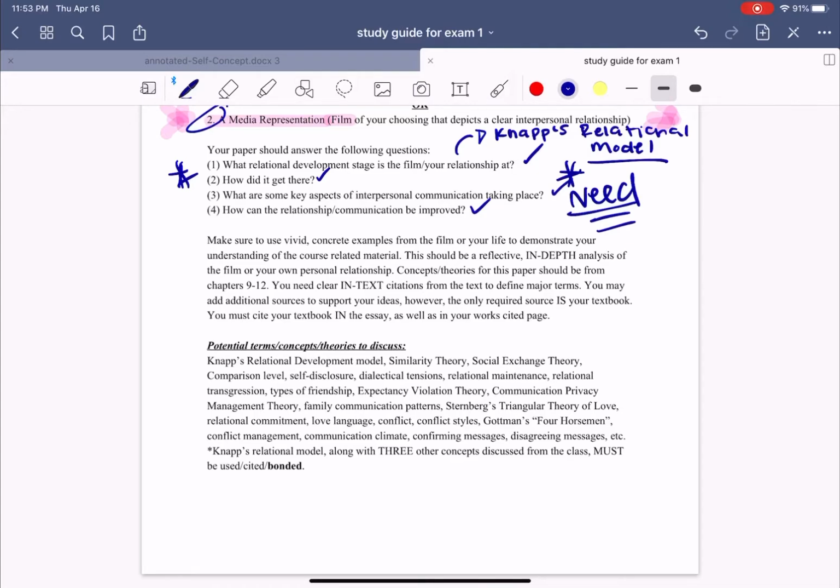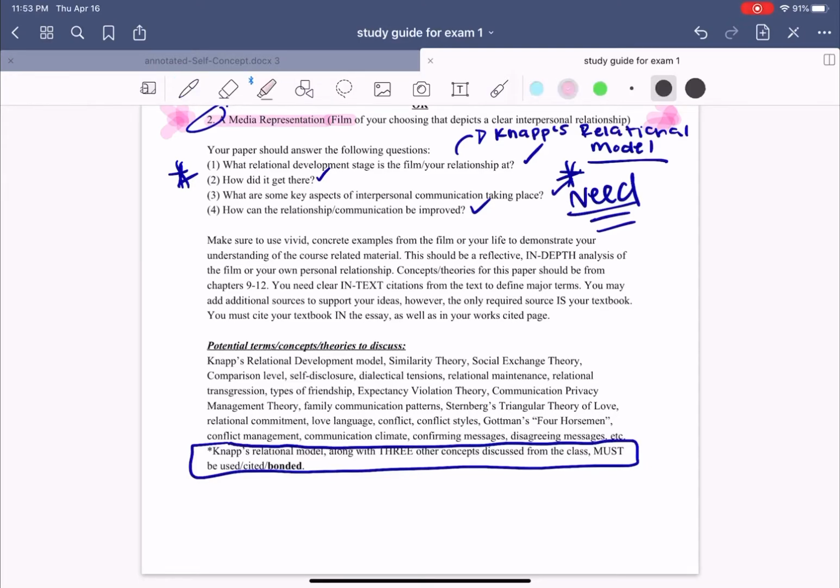So number 3, what are some key aspects of interpersonal communication taking place? This is when we go outside of Knapp's relational model, and down here in this bottom section, you'll see that you do need to reference and cite Knapp's relational model, but you also need to look at 3 other concepts that we discussed in the class. And the majority of them are going to come from chapters 9 through 12.